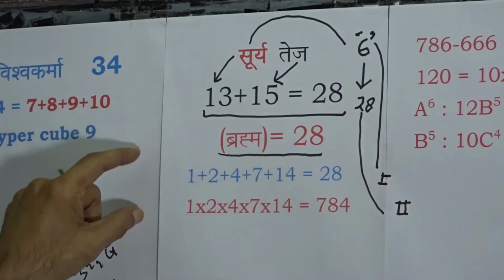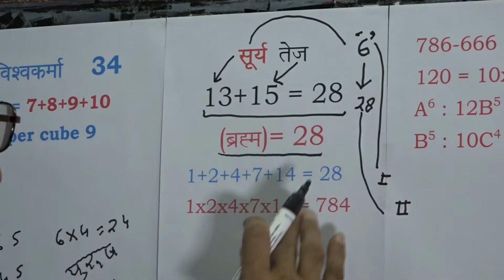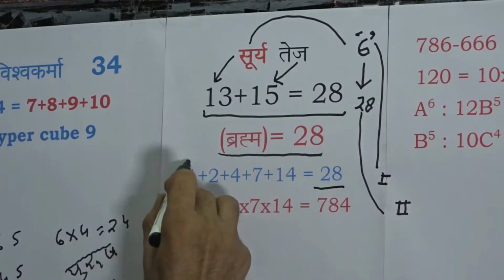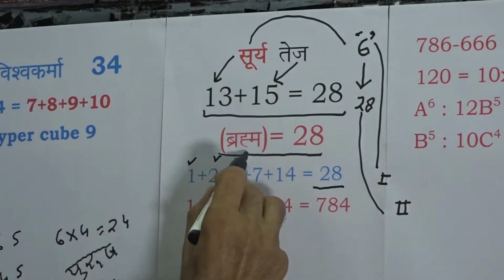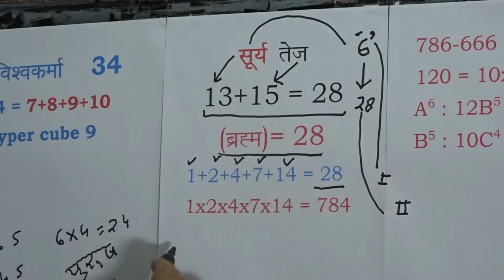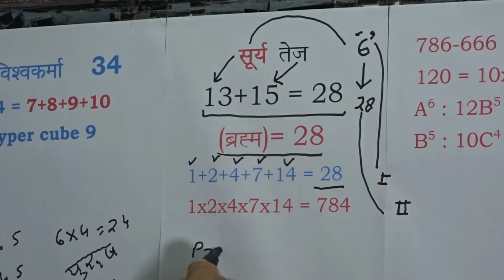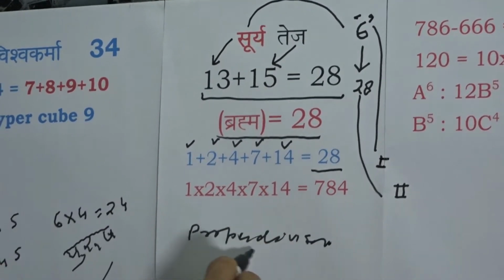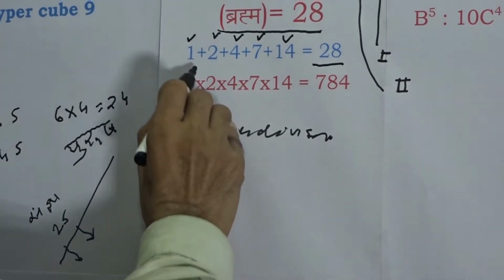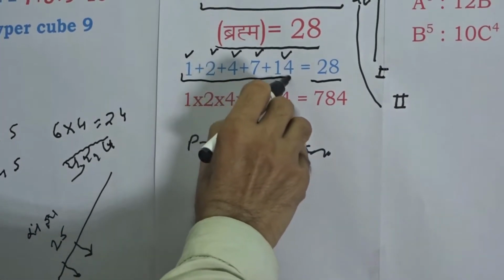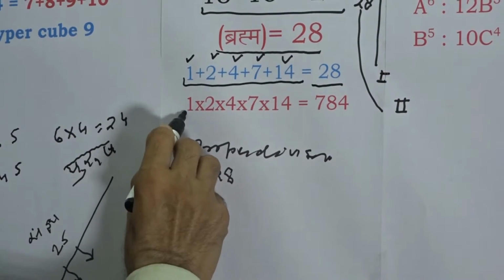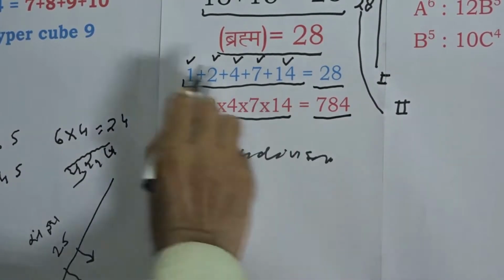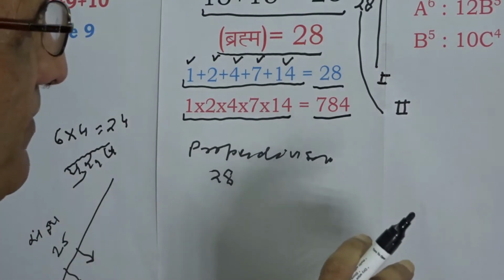It is this reach that will help us appreciate that value 28 accepts organization 1, 2, 4, 7 and 14, which are the proper divisors. The proper divisors of 28 are 5 in number and their summation value is 28. However, the product value of these 5 numbers is 784. Let us have a pause here.